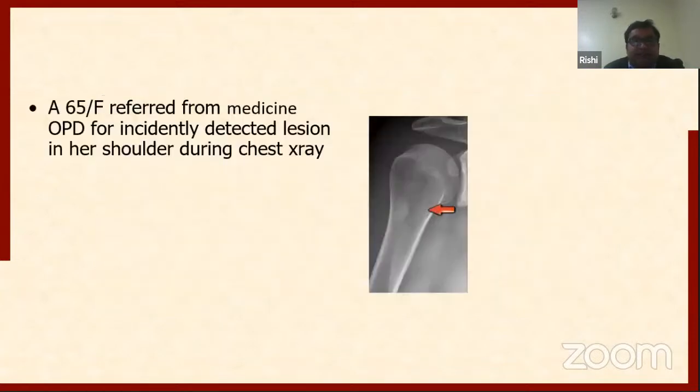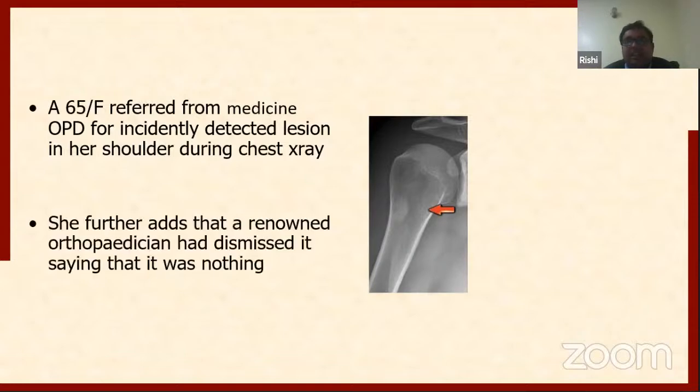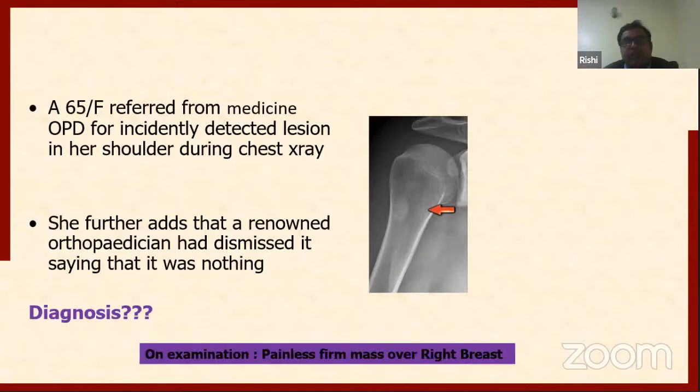Coming to this, this was a case of a 65-year-old female who was referred from medicine OPD for an incidentally detected lesion in the humerus. A famous orthopedician had dismissed it, saying it was nothing. Probably he was thinking of a bone island, but considering the age, 65-year-old female, you need to rule out whether this is a metastatic disease or not. And on examination, a mass was palpated over her right breast.